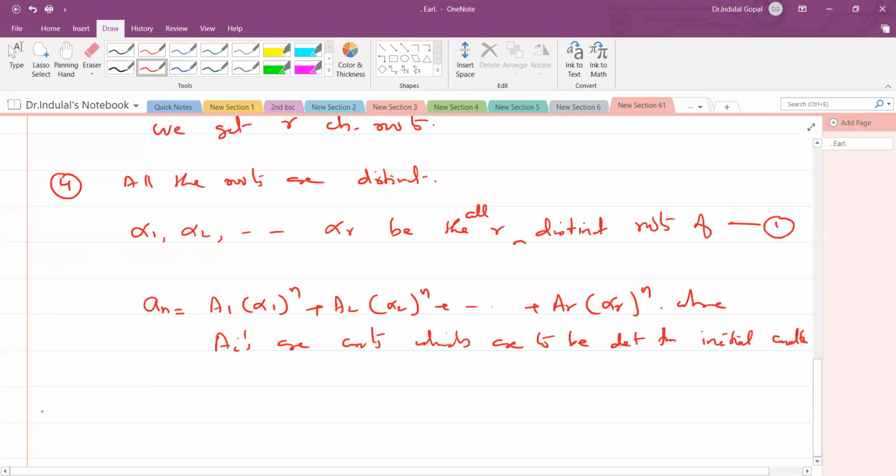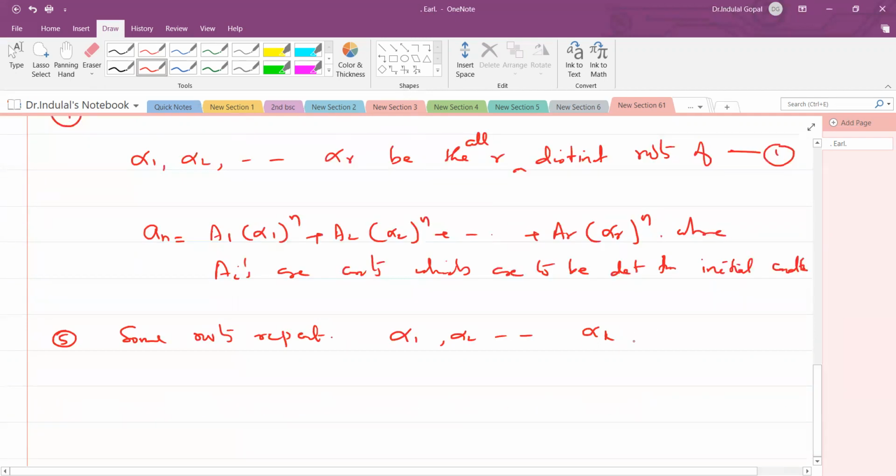Now the problem comes when some roots repeat. Next, assume some roots repeat. So suppose alpha 1, alpha 2, etc., alpha k are the k distinct roots, where 1 is less than or equal to k, which is less than or equal to r. Sometimes there may be only one distinct root, and only one root repeats. So let alpha 1, alpha 2, etc., alpha k be the k distinct roots with multiplicities m1, m2, etc., mk.